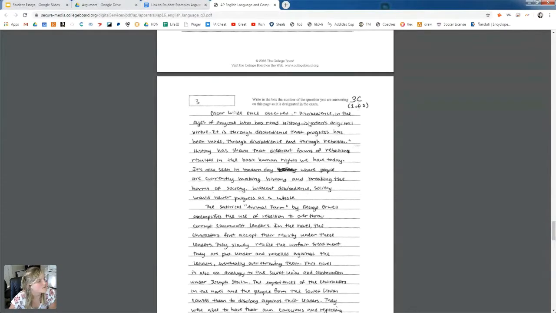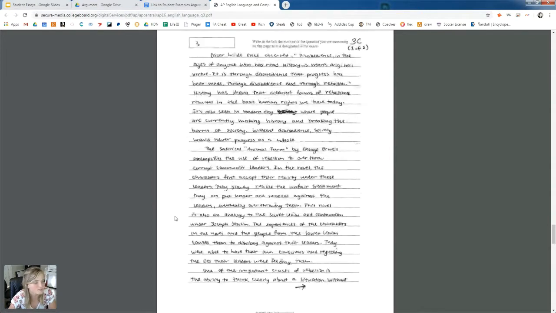Oscar Wilde once observed, "Disobedience, in the eyes of anyone who has read history, is man's original virtue." It is through disobedience that progress has been made, through disobedience and through rebellion. History has shown that different forms of rebellions resulted in the basic human rights we have today. It's also seen in modern day where people are currently making history and breaking the norms of society. Without disobedience, society would never make progress as a whole. So there's a clear position right there.